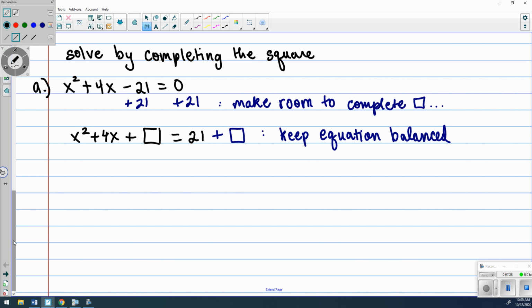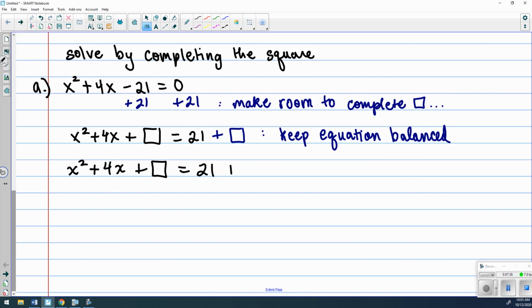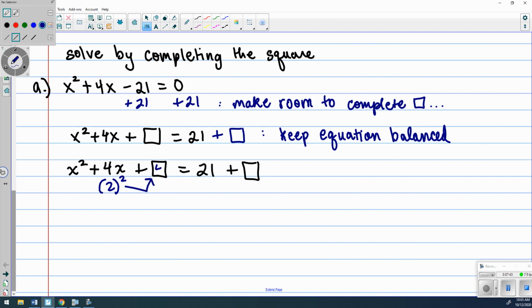But now I'm going to complete the square. So x squared plus 4x plus something is equal to 21 plus something. What number will complete the square? What will complete the square is half of 4, which is 2, squared. And that goes here and here. And what I did now in this third step, I make a perfect square trinomial.